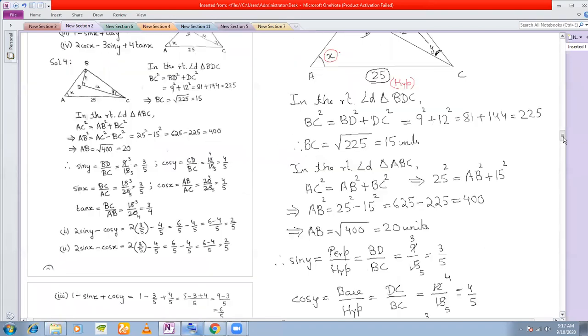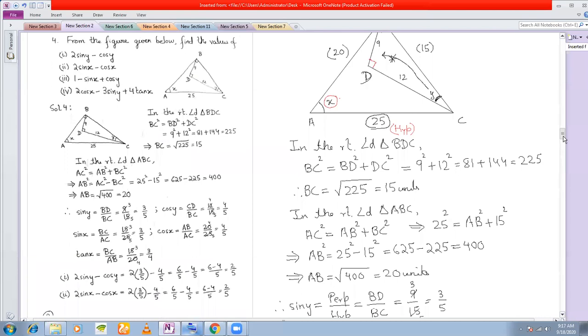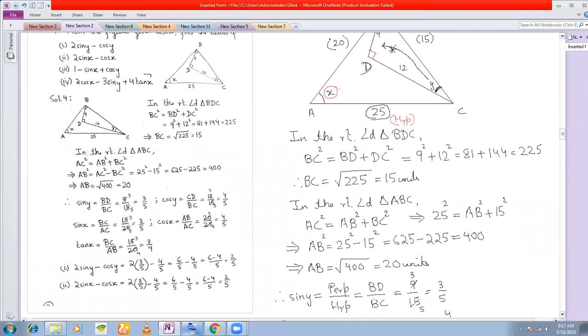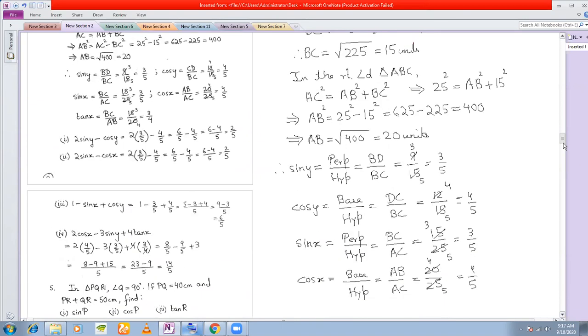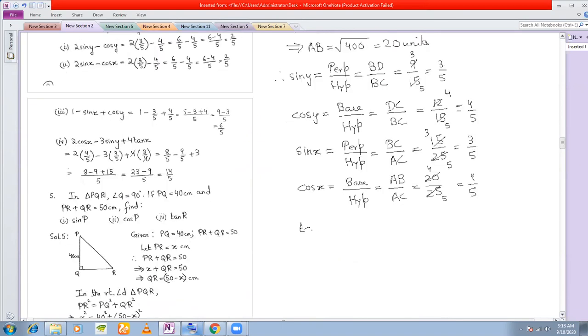Sin x, cos x we have found out. Let us now proceed to find out tan x, because if you see tan x is here, in the fourth part. Now tan x, there are two ways of finding. Either you can use sin x by cos x, or you can use ratio perpendicular by base. So let's use the ratio perpendicular by base.